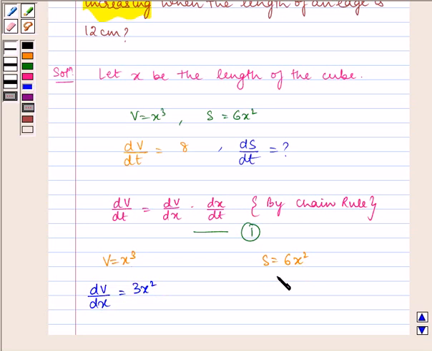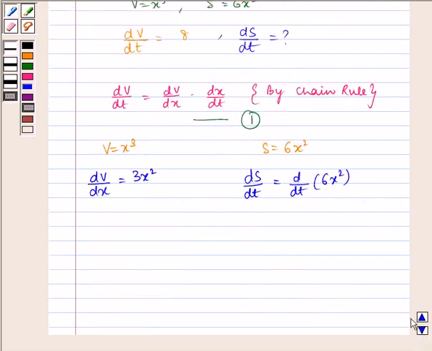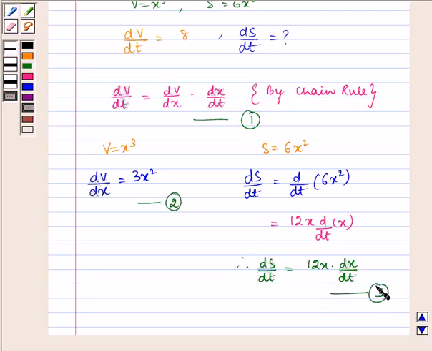Now similarly differentiating S with respect to t, we get dS by dt is equal to d by dt of 6x square, which is equal to 12x d by dt of x. Therefore, dS by dt is equal to 12x multiplied by dx by dt. Let us name this as equation 2 and this as equation 3.